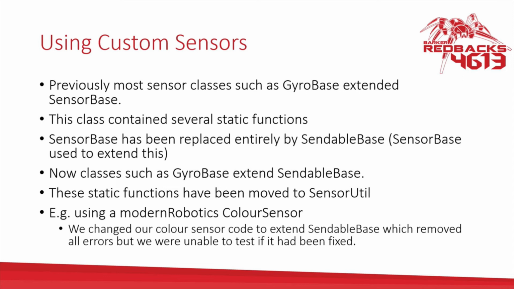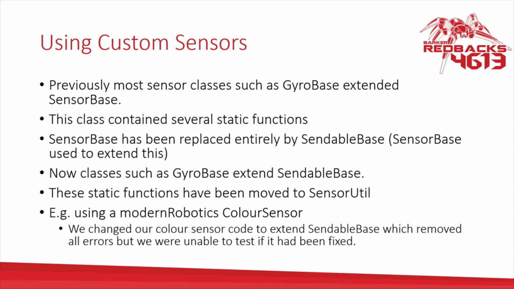If you look in the code from build season day one, you notice that classes such as GyroBase extend SendableBase. The static functions have been moved to SensorUtil. What this means is that if you're making a custom sensor, such as a car sensor, you need to switch what you extend to SendableBase, since SensorBase no longer exists. And if you used the static functions that existed in SensorBase, then you need to use SensorUtil to access these same functions.